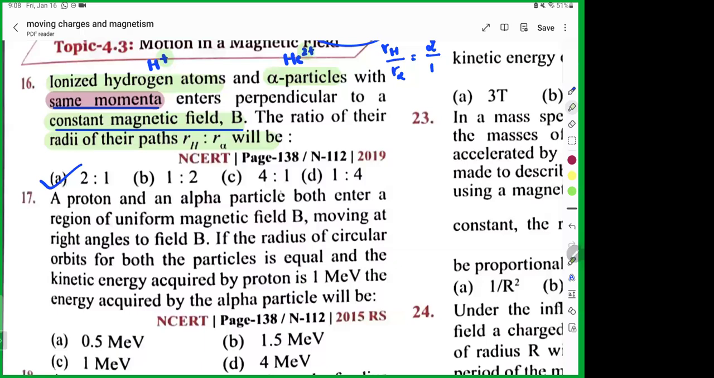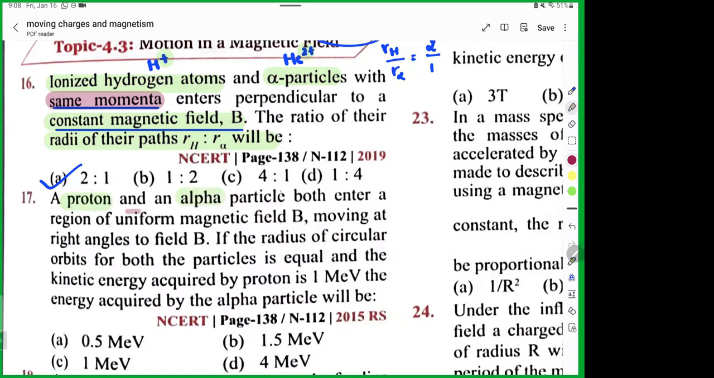If it was not, then solve the 17th question. Solve it and send me in the group. Whether it is right or wrong does not matter. You have to send in the group. A proton and alpha particle. I'll highlight the keyword. You have a proton, you have an alpha particle. Both enter into the uniform magnetic field.